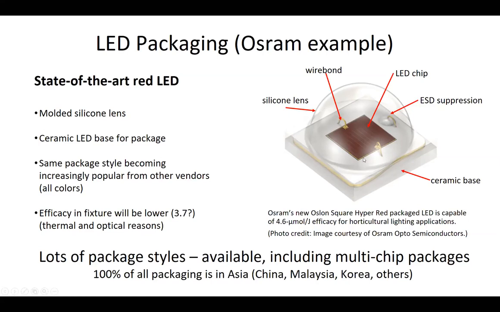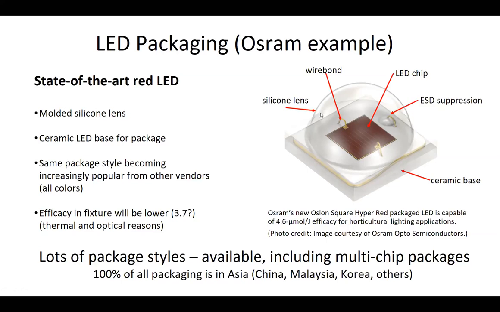The silicone lens is important because it helps remove the light from the chip and get it out into the environment. The shape of this lens is important because it helps reduce reflection in terms of moving the light from the inside of the lens to the outside world and to the plant. A lot of your modern LEDs today will have electrostatic discharge suppression. They are very static sensitive, so if you're handling the LEDs, you have to be careful with that.